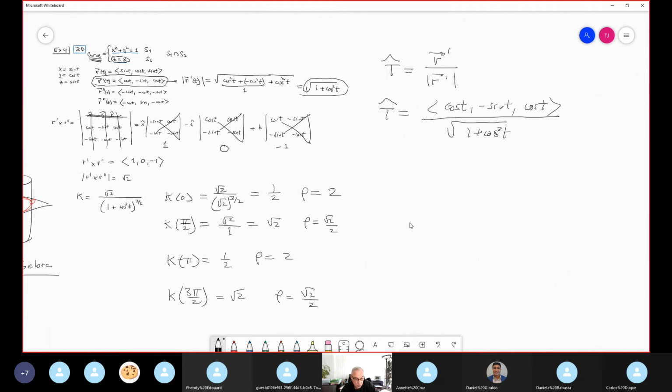Suppose I want to evaluate the unit tangent vector at pi over 2. So cosine pi over 2 is 0, sin pi over 2 is 1, cosine pi over 2 is 0, divided by the square root of 1 plus cosine squared pi over 2, which is 0, and the unit vector is obviously 0, -1, 0. That's it. Enough.